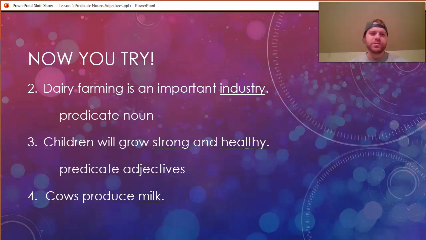Number 4, cows produce milk. This one is going to be neither, simply because produce is an action verb, not a linking verb. The cows are not milk. The cows are producing milk. It's an action verb that is neither a predicate noun nor a predicate adjective.